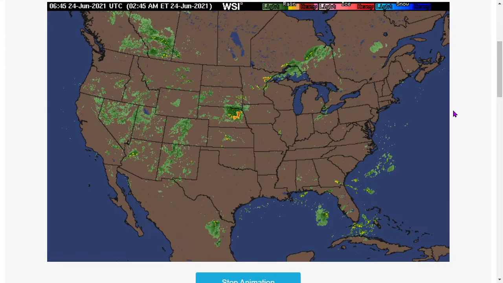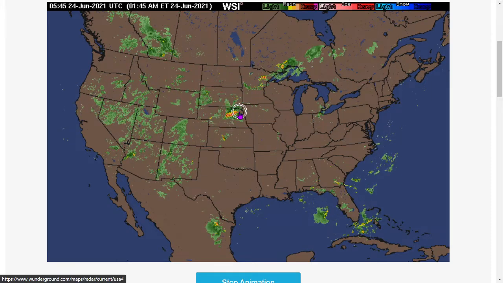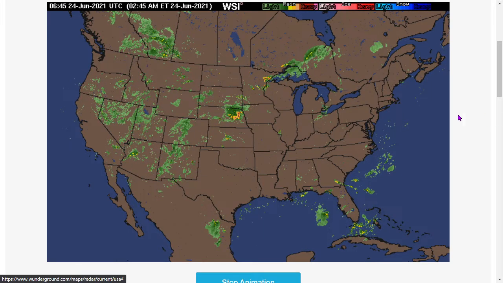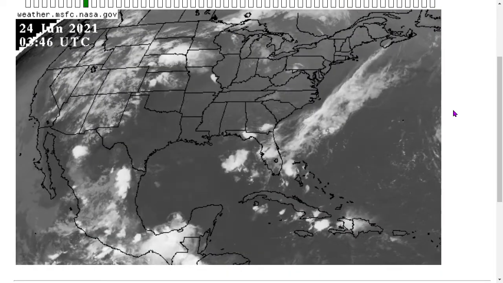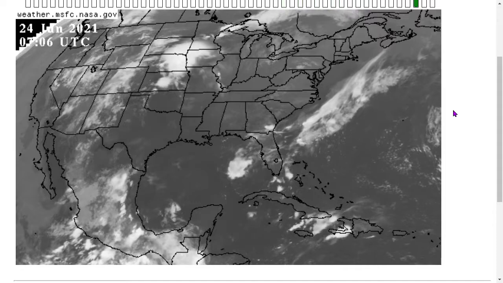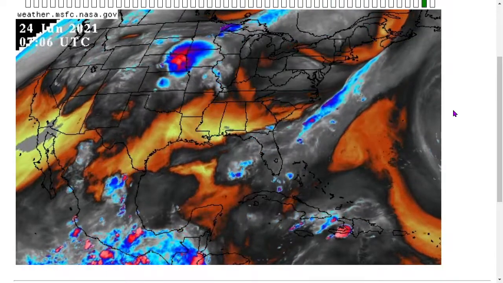Anyway, once again, there's the U.S. Doppler radar map. Keep an eye on these storms right here. They have potential to produce things like damaging wind and hail. As you can see, a bunch of red there on the Doppler radar. Again, there's the cloud layer. And there is the water vapor map.